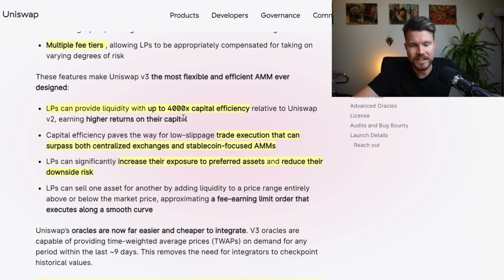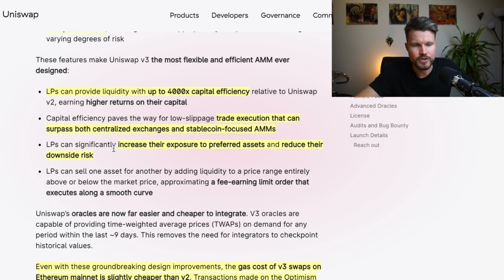So LPs can provide liquidity with up to 4,000x capital efficiency. In other words, what this 4,000x capital efficiency actually means is that when you're doing a trade on Uniswap, you're going to have low slippage. So trade execution can surpass both centralized exchanges and stablecoin-focused automated market makers. Furthermore, LPs can significantly increase their exposure to the assets that they want and reduce their downside risk, also reducing the risk of impermanent loss. And this is pretty awesome.